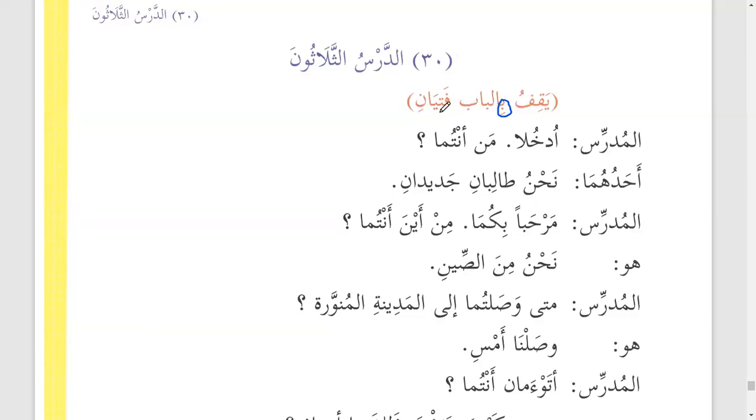Fatayani is the dual of fatan, two boys. Fatan means one boy, and we know that it has alif maqsura. Then we have fatayani, two boys. And what is the plural? Do you remember the plural? Fityatun, yeah, with tamarbuta, right? This is the only time the plural of boys comes with the tamarbuta. Yes, fityatun.